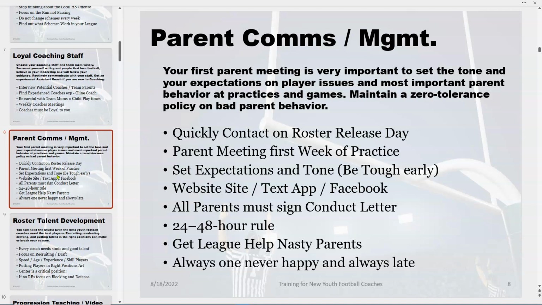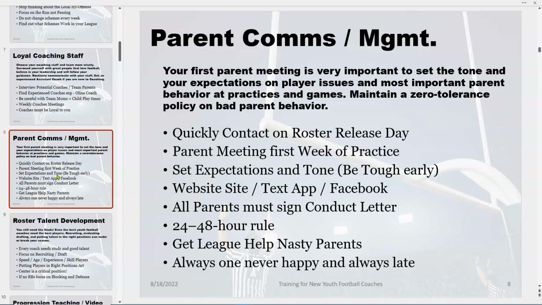Having an organized parent meeting along with the parent packet and emails and all of it looking professional goes a long way, because there's no excuse that they didn't get any of this information when it goes out, especially at the parent meeting. You're taking roll, they've got to sign something. That works out really good.